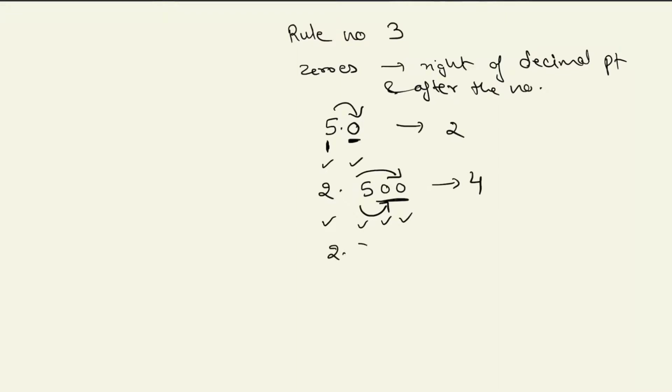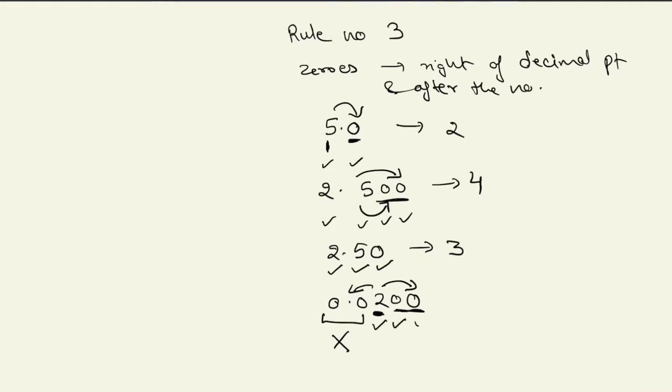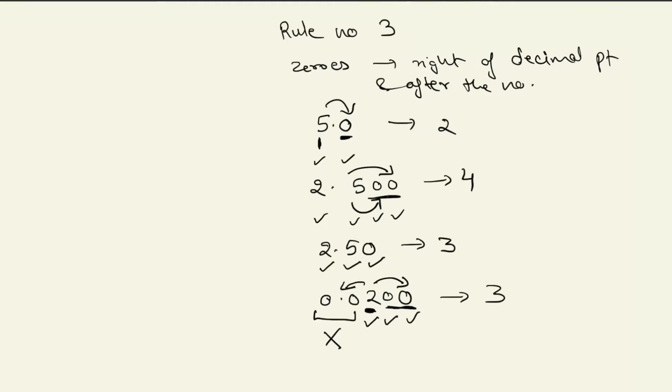Then let's see 2.50, again here 1, 2, 3. Then let's say 0.0200. Here these zeros are to the left, so they are non-significant, but these zeros are to the right and they are after a number, so they are significant. So total number of significant figures will be 1, 2, 3, that is 3 here. This was rule number 3. Then next we come to rule number 4.